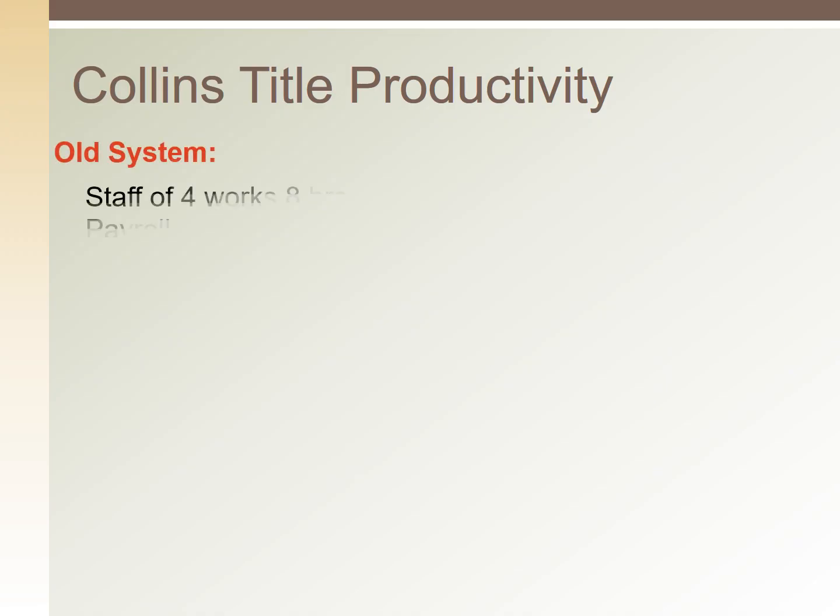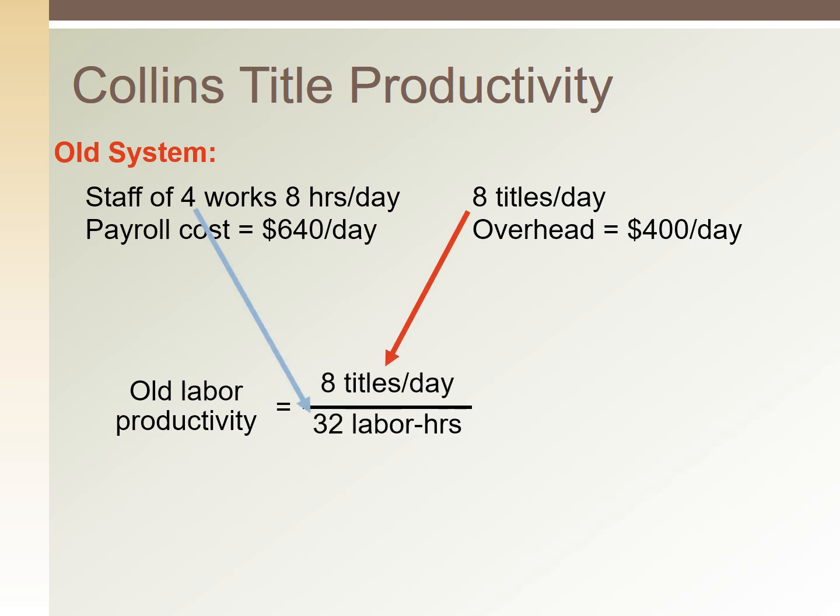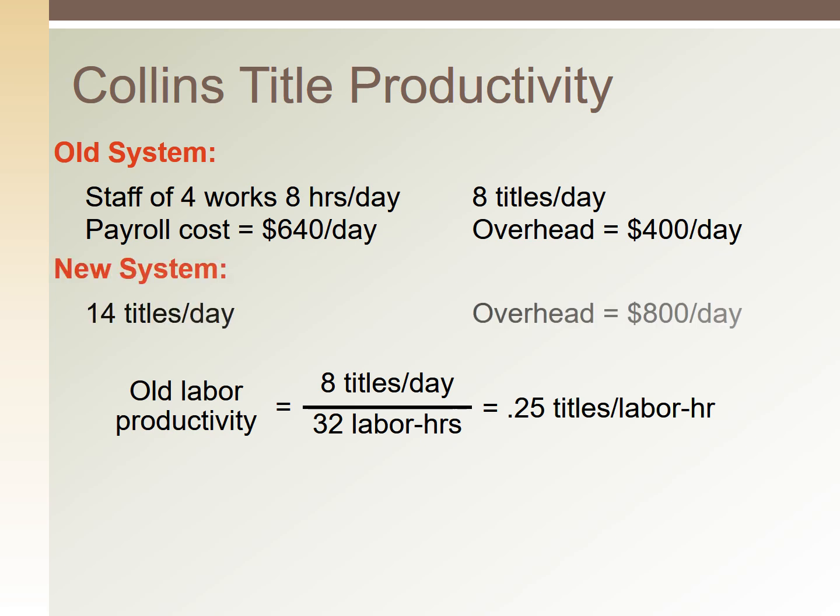So let's take a look at an example. Collins Title Productivity. Their staff of 4 works 8 hours a day, and they produce 8 titles per day. The payroll cost is $640, and the overhead is $400 a day. So the old labor productivity is 8 titles per day divided by 32 labor hours equals 0.25 title per hour, or a fourth of a title an hour.